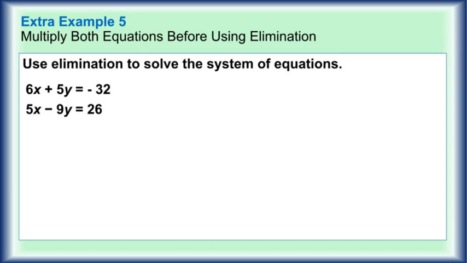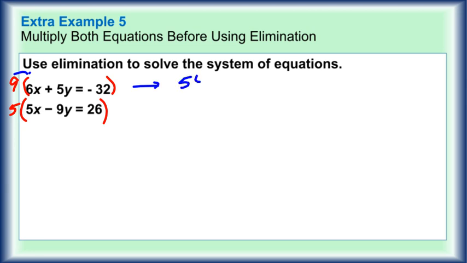Next, eliminate these. My y's have opposite signs. I'm going to eliminate those. So I'm going to multiply this by 9 and this by 5. Now, if you want to eliminate the x's, you can. You can just find the least common multiple of 6 and 5, and then you have to make sure one of them is negative and the other one's positive. I usually choose the one that already has opposite signs.